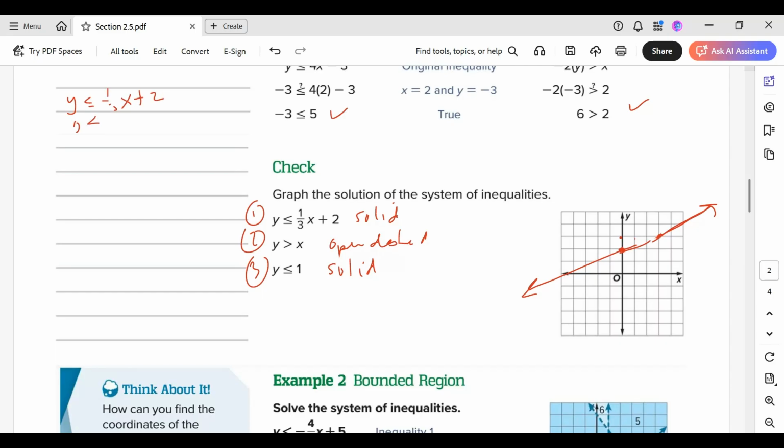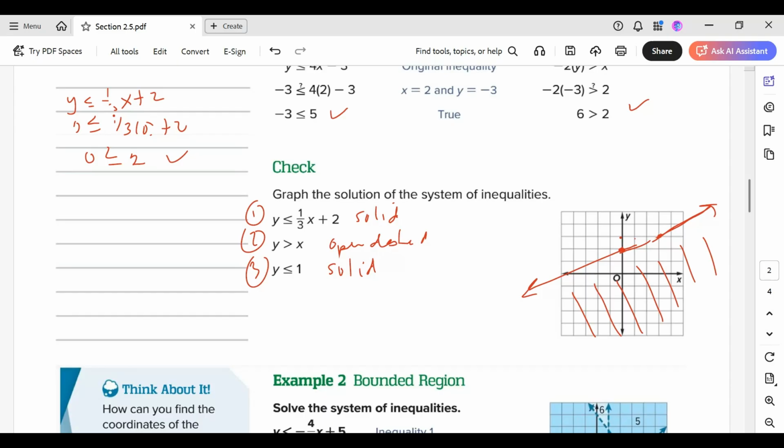So I'm saying 0 is smaller than 1/3 times 0 plus 2. 0 is smaller than or equal to 2, and that is a true statement. So for that reason, I am going to shade down because 0, 0 worked. The next one says y is greater than x.